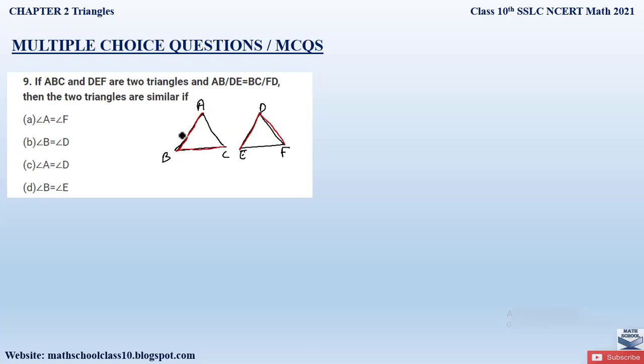Here you can observe that two corresponding sides of two triangles are equal. So this we have side, side. The common angle between these two sides is angle B and angle D. Here, therefore, the two triangles are similar by SAS similarity criteria. When two triangles have similar angles, that is angle B is equal to angle D. Our correct option is option B.